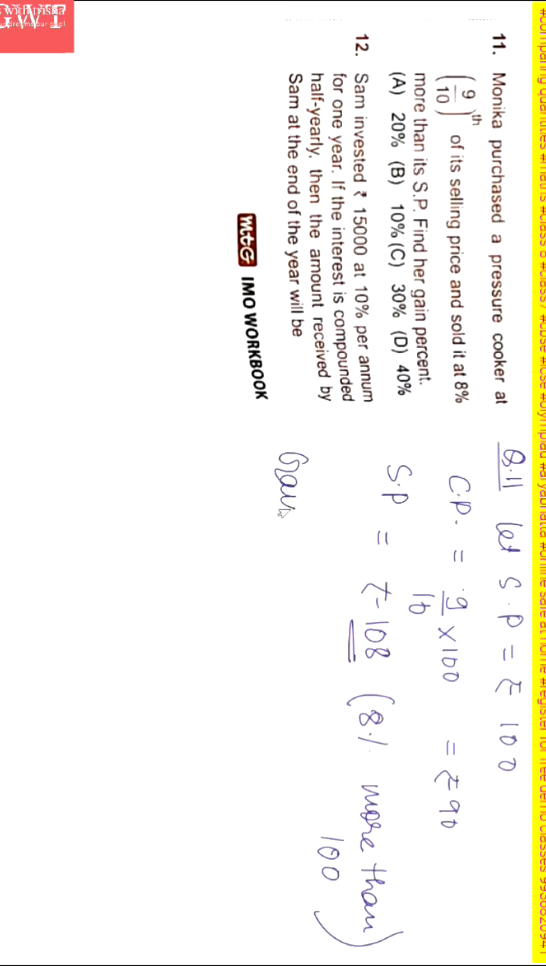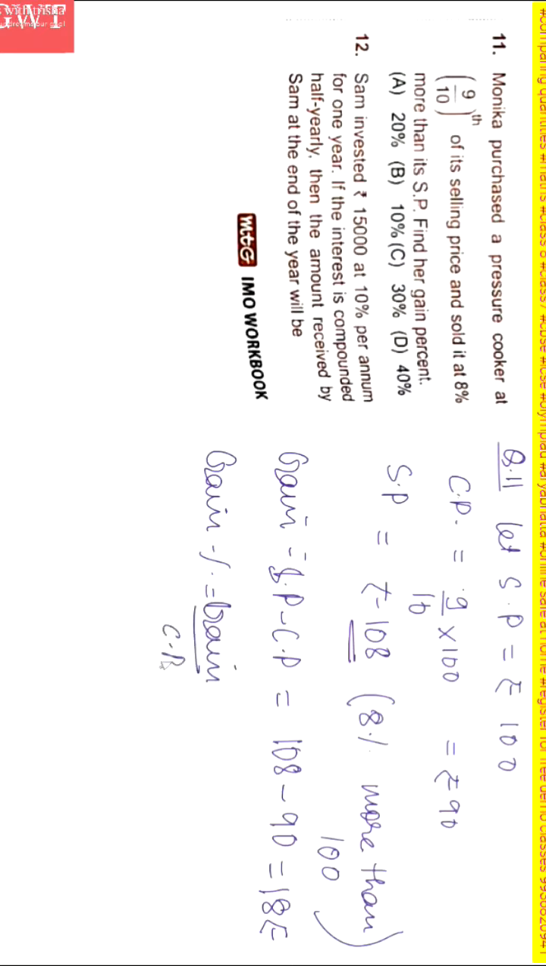Now what will be my gain? Gain will be SP minus CP, or I can say 108 minus 90, or I can say 18 rupees. So gain percentage is always on what? CP only. So it will be gain upon CP into 100, or I can say 18 upon 90 into 100. 10 into 10, two times. So I will get how much? 20%. So my gain percent is 20%. So option A will be the right one.